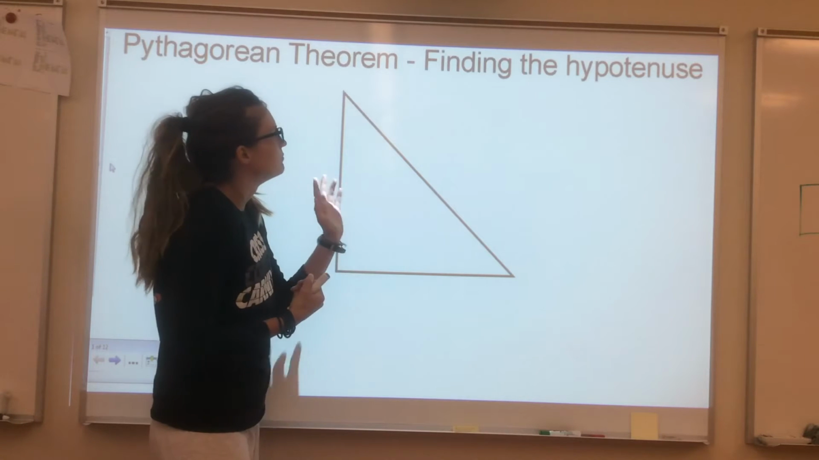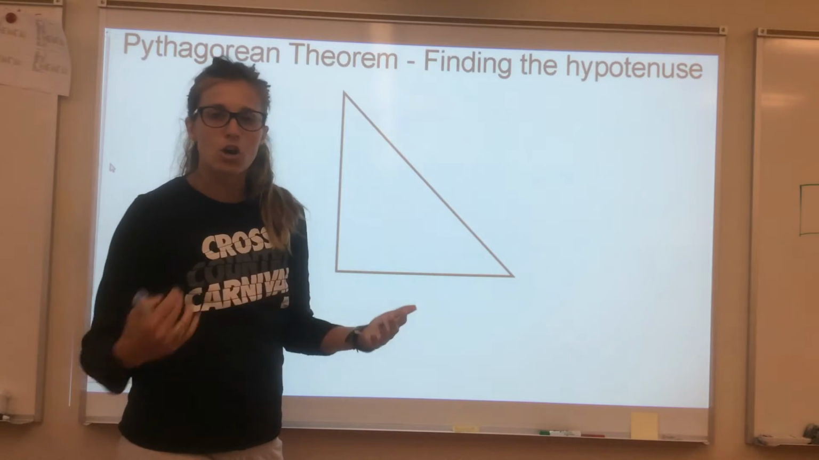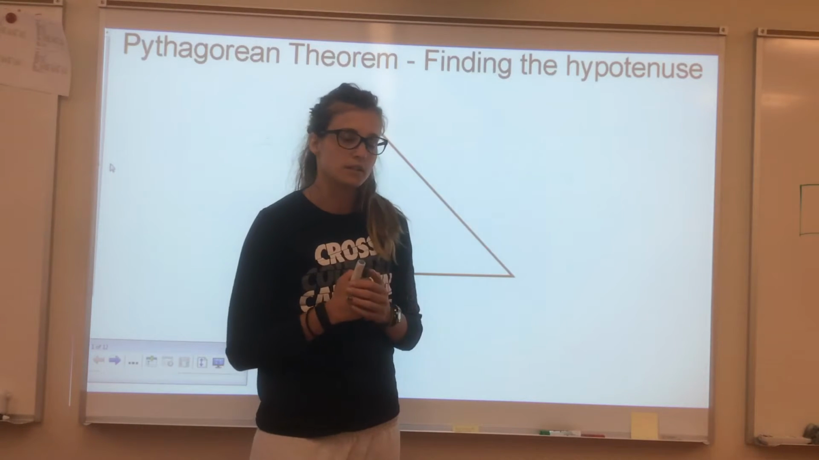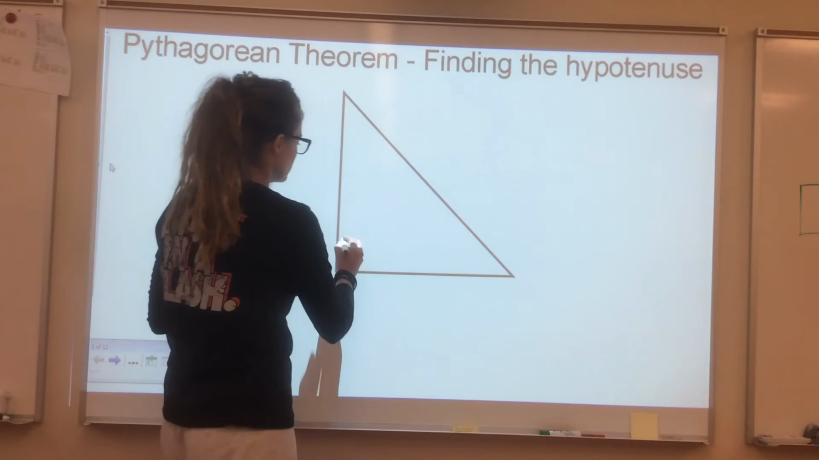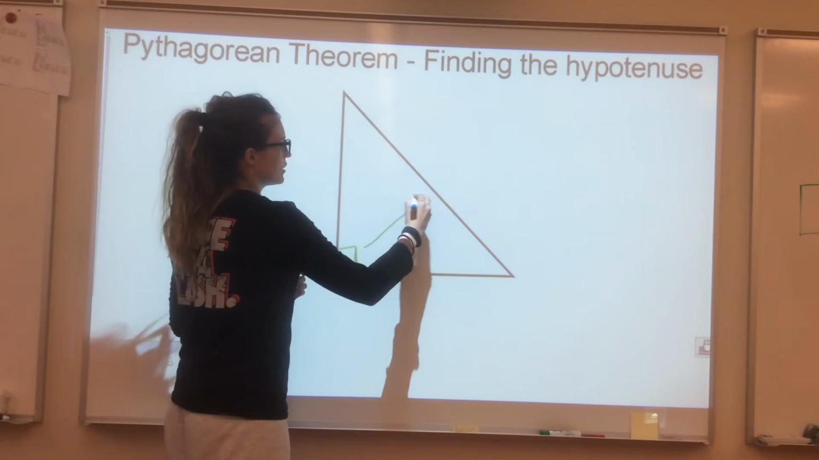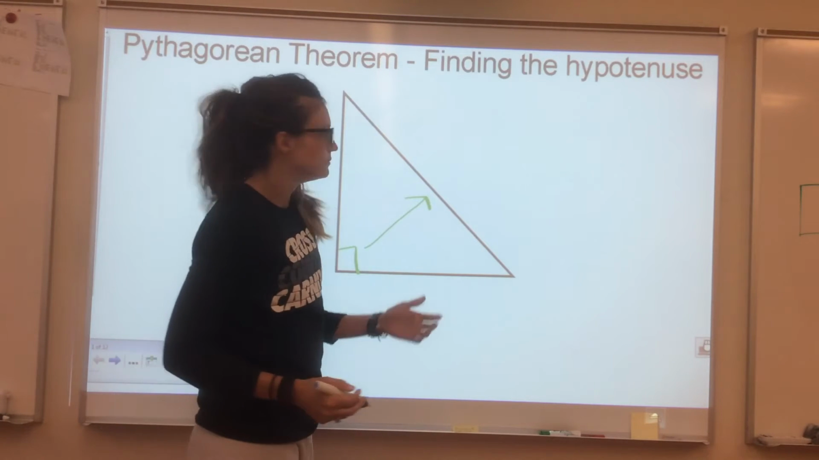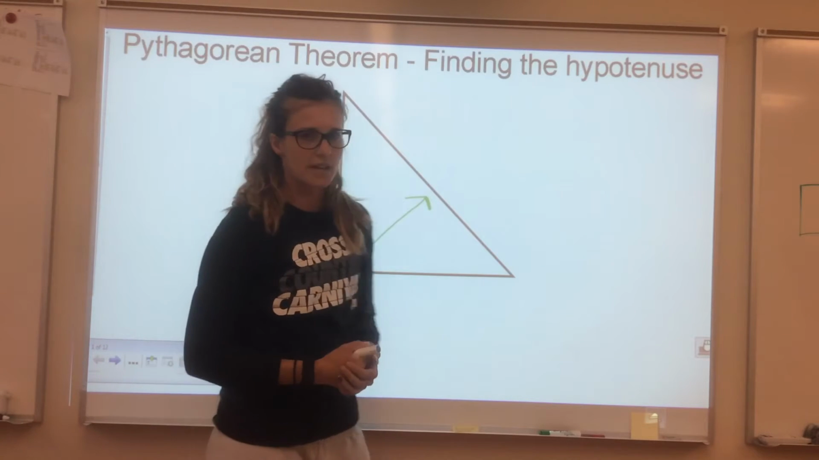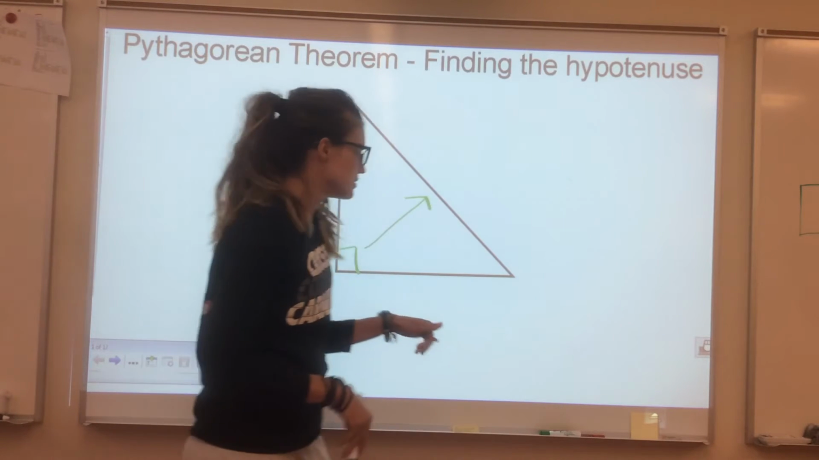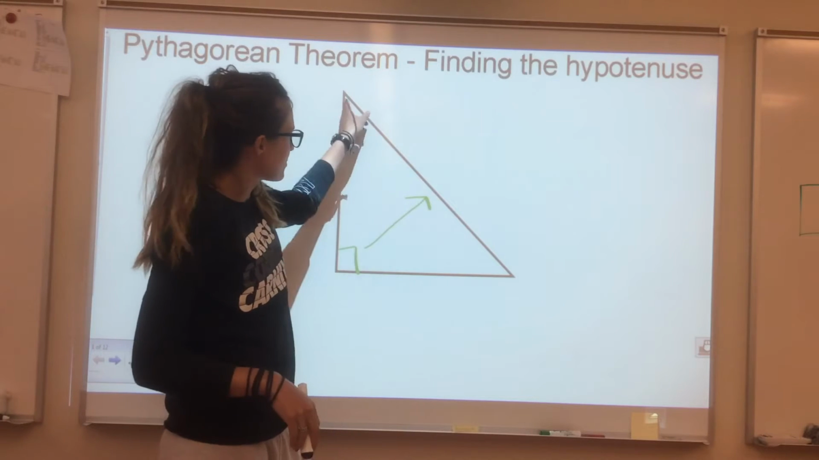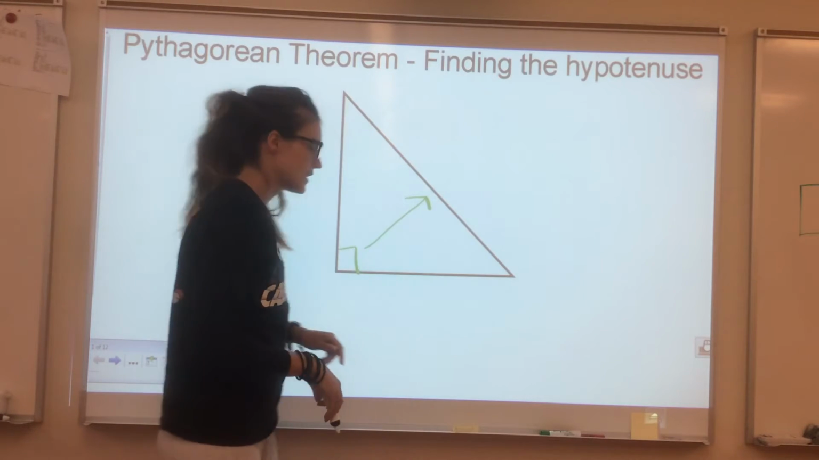So first, finding the hypotenuse. To know which side is the hypotenuse, it's always the longest side and diagonal. It is always the one across from the right angle. So it's the one that goes side to side. It does not connect to the 90-degree angle. So we're going to be practicing finding the longest side.